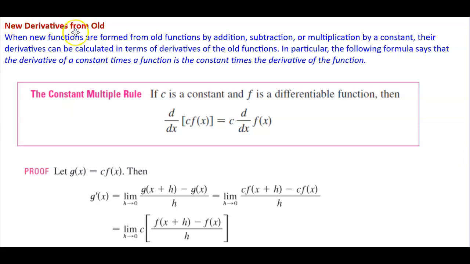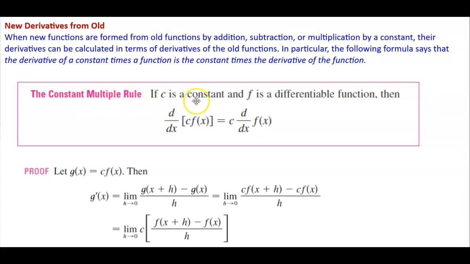New derivatives from old. When new functions are formed from old functions by addition, subtraction, or multiplication by a constant, their derivatives can be calculated in terms of the derivatives of the old functions. In particular, the following formula says that the derivative of a constant times a function is the constant times the derivative of the function. So here's the definition: the constant multiple rule.